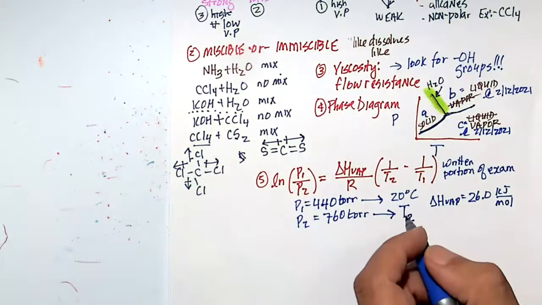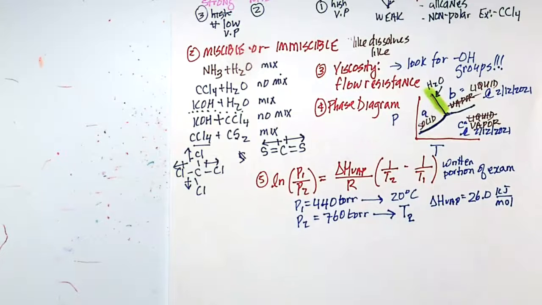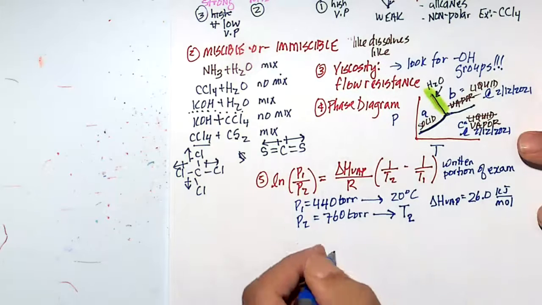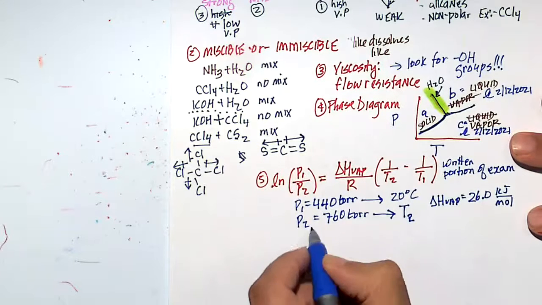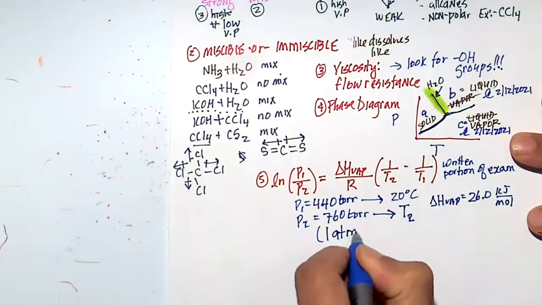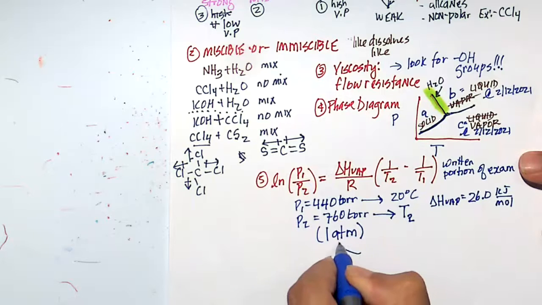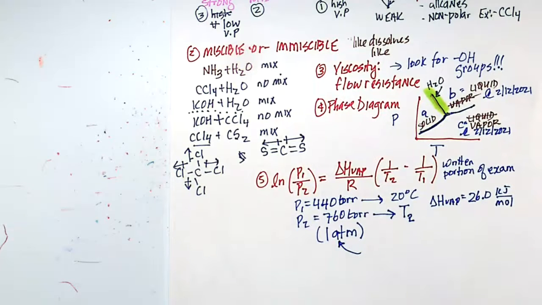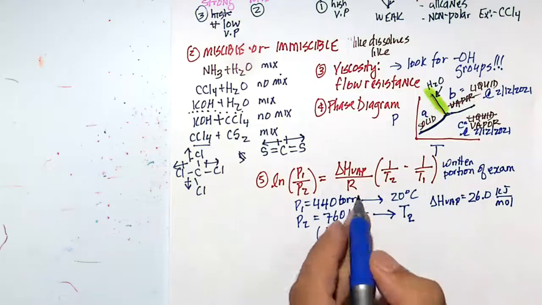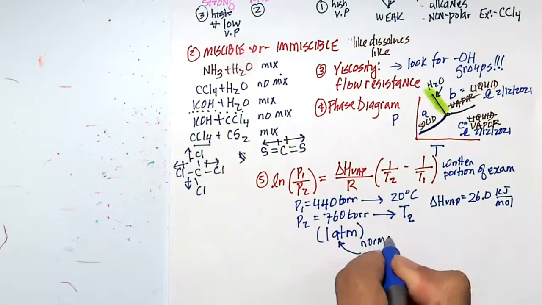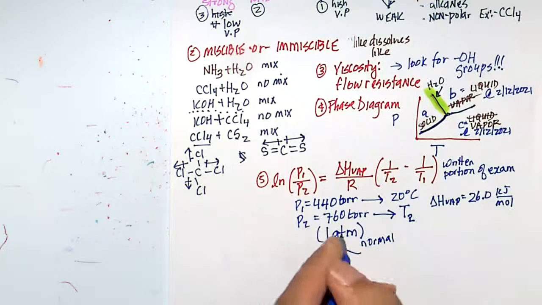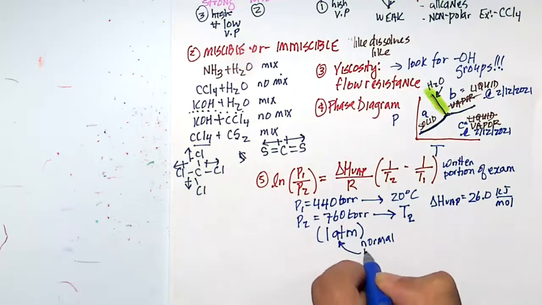All right, so be able to solve for T2 in such a problem. Also, 760 torr is the same thing as 1 atmosphere. Make sure you know that. 760 torr is the same thing as 1 atmosphere. And also know that if your pressure is at 1 atmosphere and you boil, that's called the normal boiling point. Or normal melting point. Normal whatever. Normal means your pressure is 1 atmosphere.